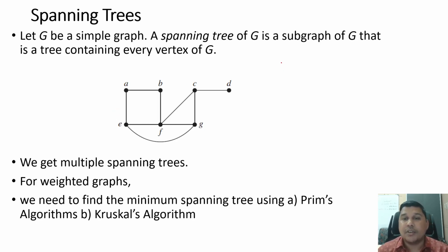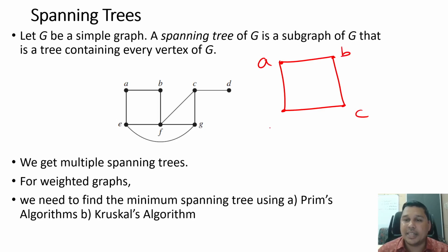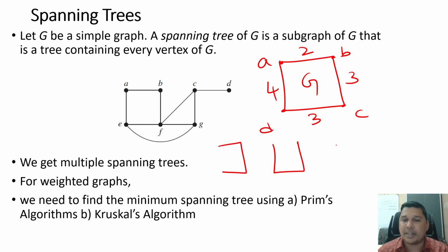for a simple example, A, B, C, D, let me put some weights: 2, 3, and maybe some 3 and 4. I have kept some weights here. Let's put 3 only. How many spanning trees did we get for this graph G? We got 4 spanning trees. One was this, another was of this format, another like this, and another one like this.